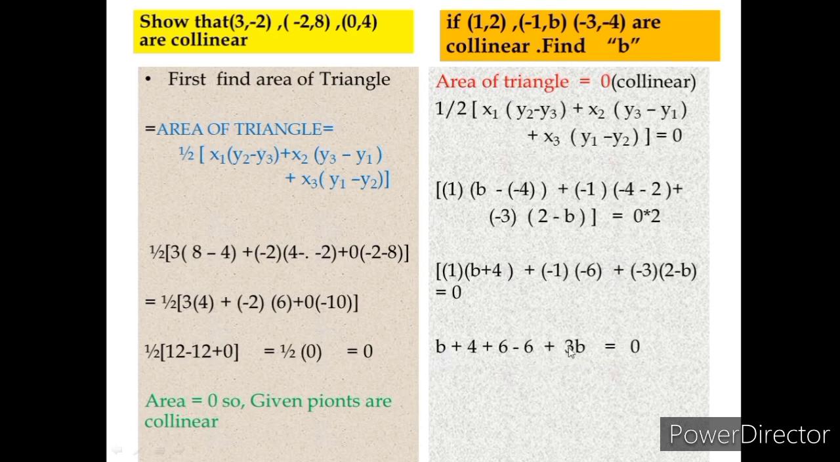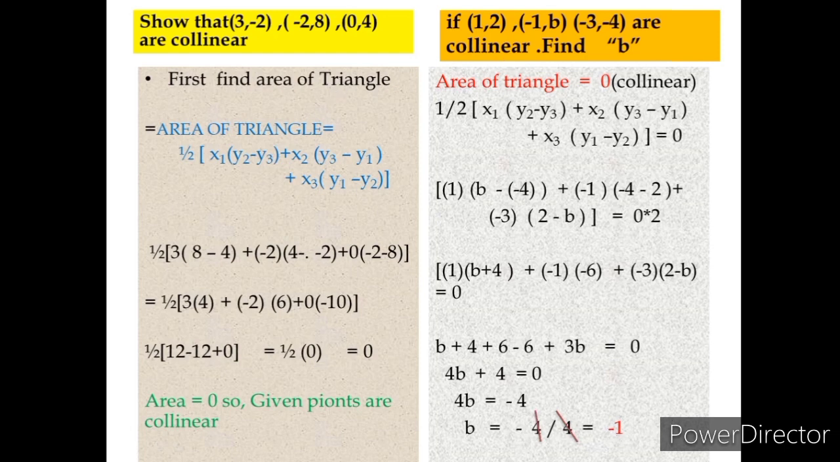These two are like terms. Therefore, you have to add this b and this 3b. It gives 4b. Here the remaining constant is plus 4 is equal to 0. Therefore, you have to find the value of b. You transpose plus 4 to that side. Then 4b is equal to minus 4. Then you have to transpose this 4. It becomes minus 4 by 4. That gives b. This 4 and this 4 should be cancelled. Therefore, here you get minus 1.